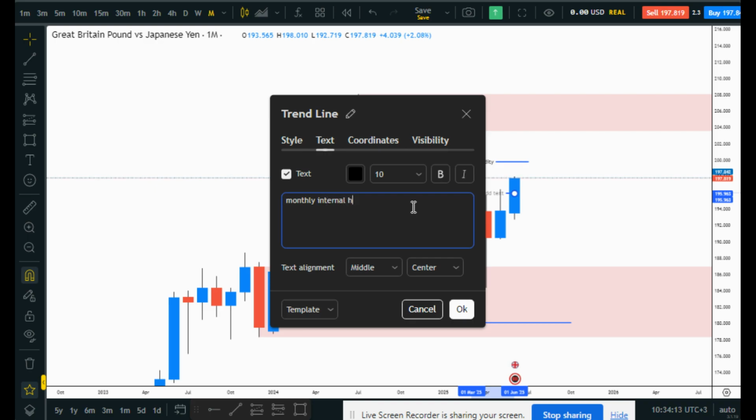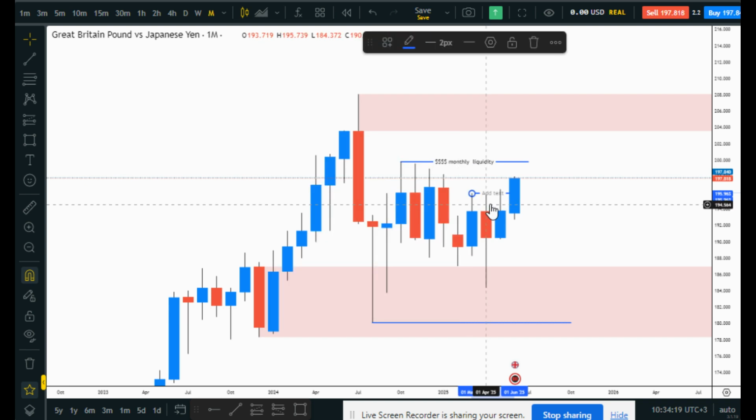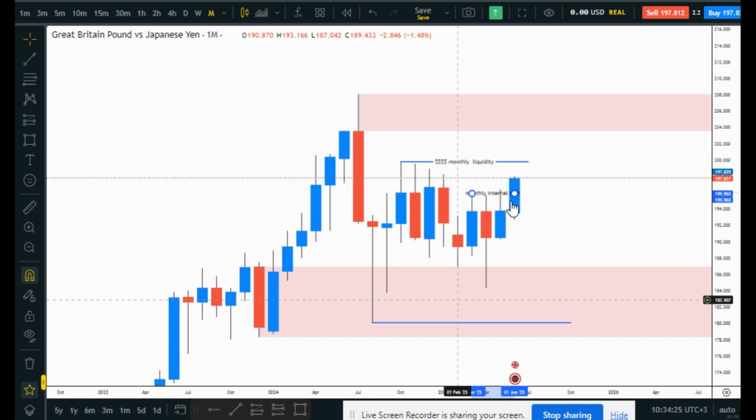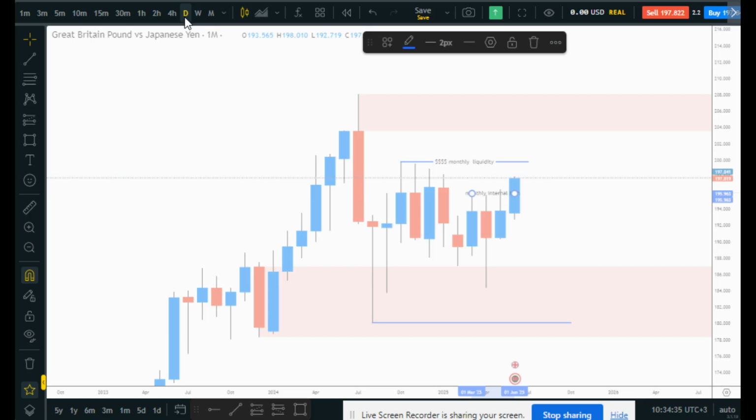So we can see that we had a monthly internal high over this area here. We have a monthly internal high over that point. So the low was this one. So I'll have to go and check the liquidation process from the daily time frame. So let me see how the daily market plays out.